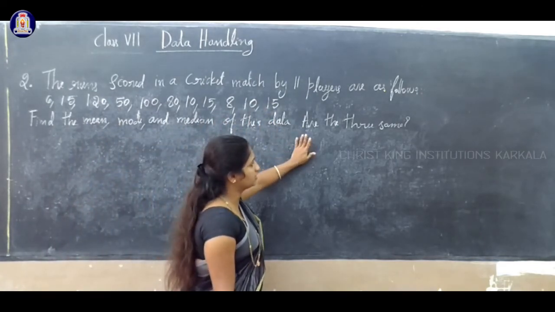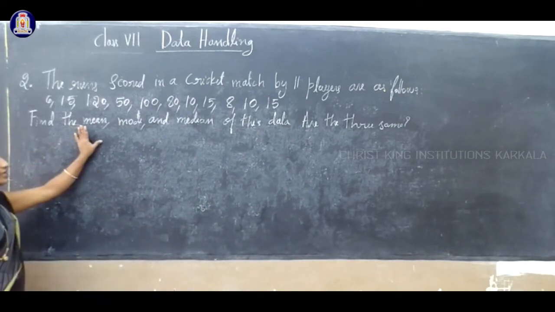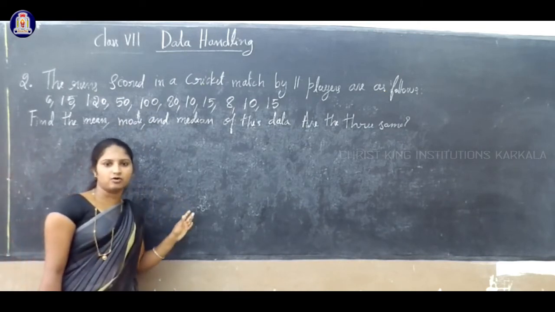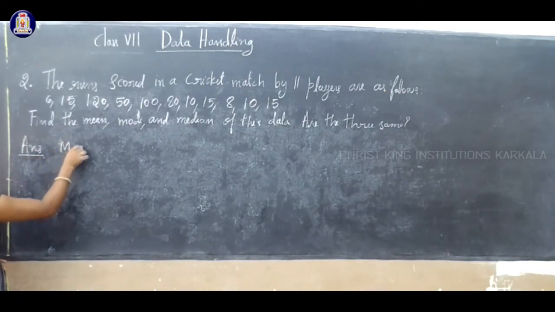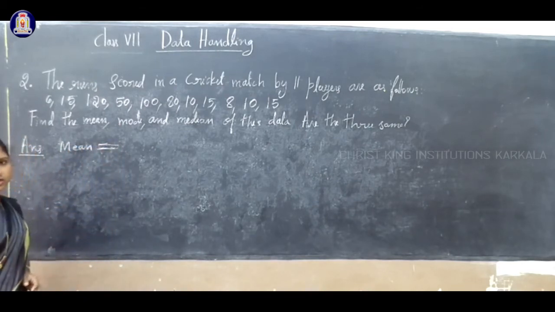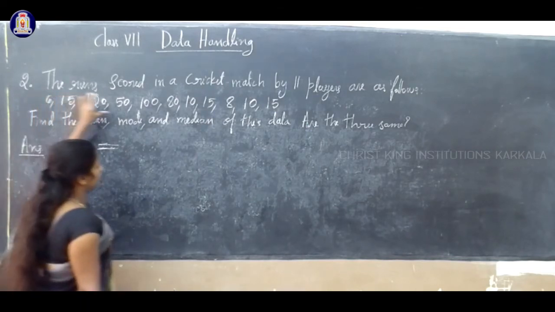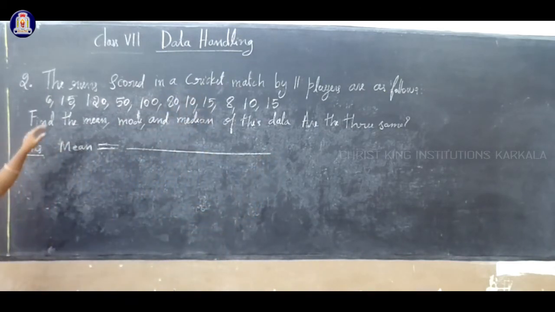Now one more question: are the three same? So first what you have to do? We have to find the mean, mode and the median. Then you have to check whether their answers are same or not. So first it is given to find the mean. So answer: the mean is equal to, how to find the mean? Mean is equal to the sum of all the observations. Sum means addition. So you have to add all the given data. In the numerator, you must add all the given observations, that means the given scores. Okay? In a cricket match, they scored this many points.